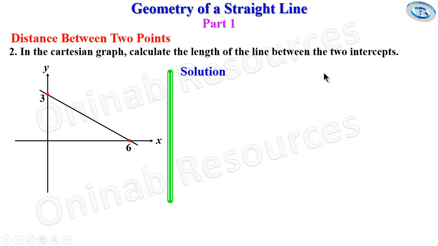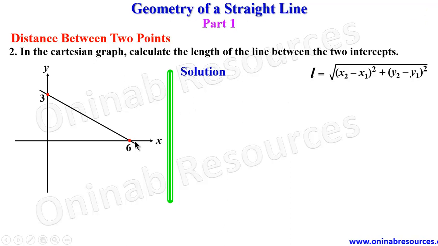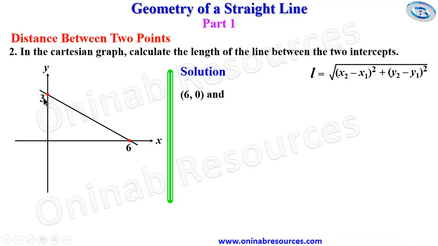So in our solution, remember we are still going to use this formula. So the first thing then to do is to get our points. So on the x-axis, y is always 0, and here x is 6. So our first point is going to be (6, 0). And the second point on the y-axis, x is also always 0. So at that point, we are going to have (0, 3) as the second point. We still name the points x1, y1, x2, y2.